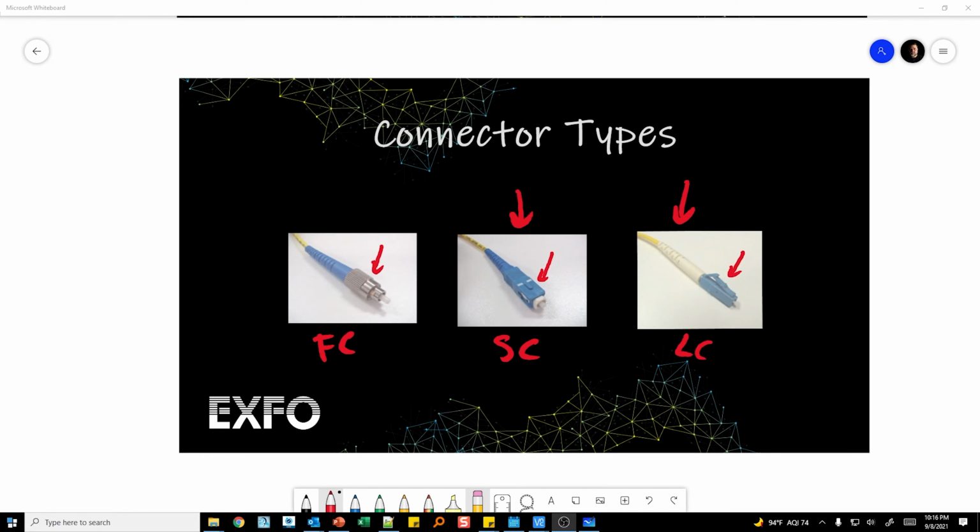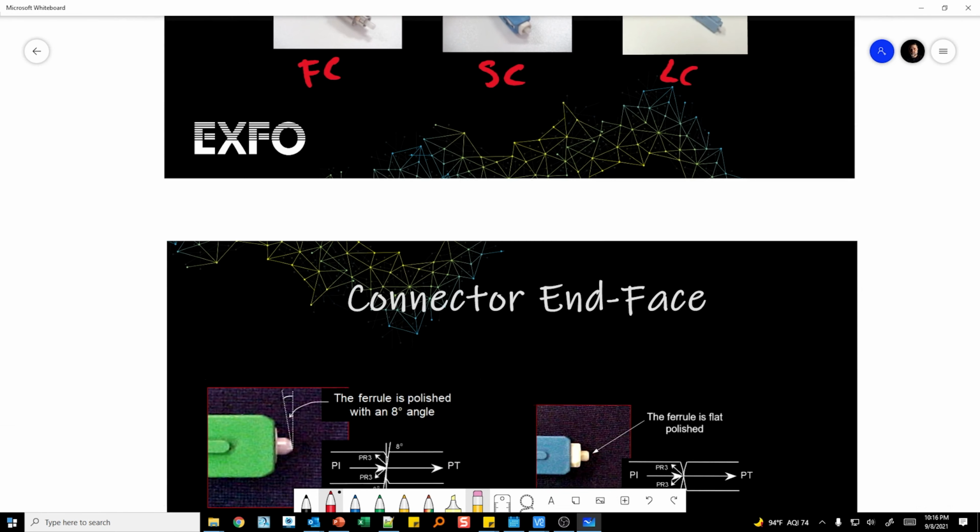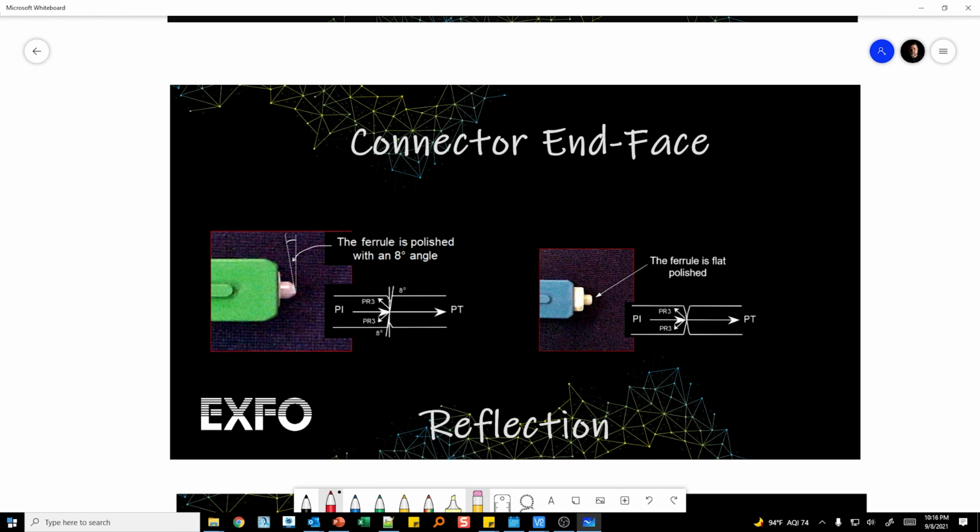There's a lot of different types of connectors out there: STs, the old D4s, and a lot of different kinds, but these are probably the three most common that we see today. And of course, this is ever evolving. So that's the actual connector type, or the actual housing on it.